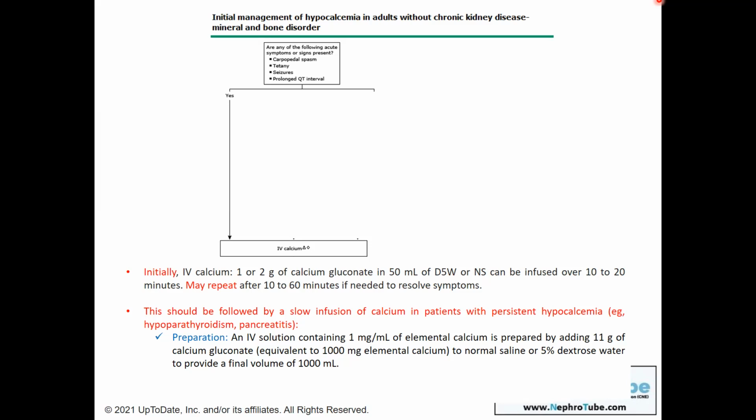You have to give an intravenous solution containing 1 milligram per milliliter of elemental calcium. This is prepared by adding 11 grams of calcium gluconate to normal saline or dextrose to give a final volume of 1 liter. This will give you a liter containing 1 milligram of elemental calcium per milliliter of your fluid. You have to give it at an initial infusion rate of 50 ml per hour, and adjust the infusion according to the response of your patient.